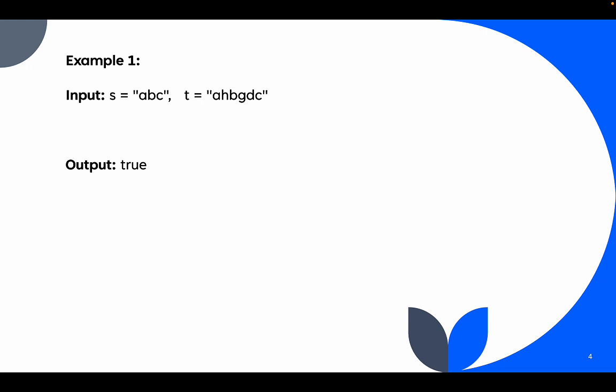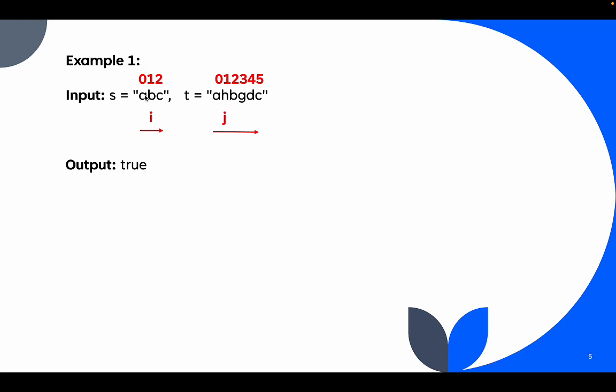Here we have two strings S and T. We position our pointers: I at index 0 in string S and J at index 0 in string T. Both start at 0 because we always start with index 0. S has 3 characters and T has 6 characters. Now we check. The character here is A. Is it equal to this one? Yes, A is equal to A. This is valid, so we increment our pointers.